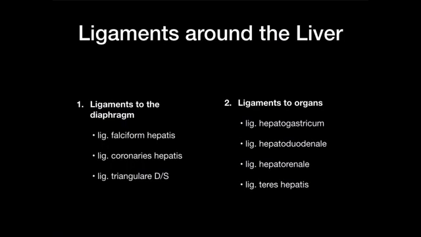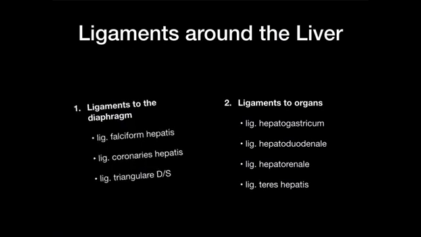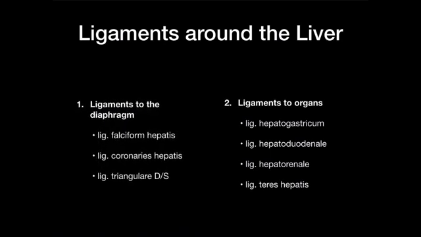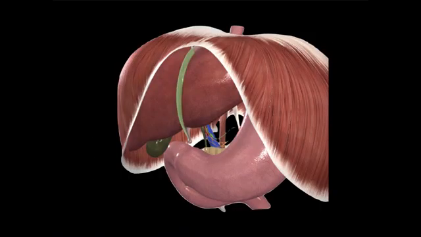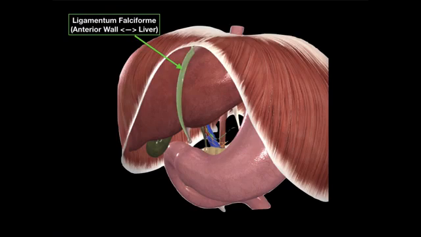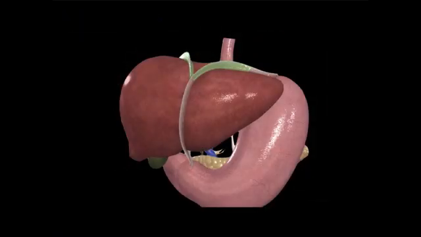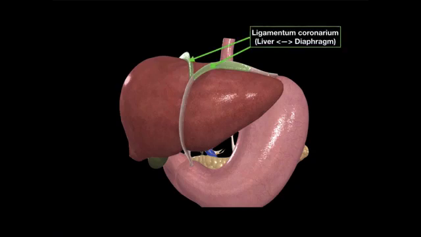So the ligaments from the liver to the diaphragm are 3 or 4, because you have a dexter and sinister here, the right and left. And you have 4 ligaments connecting the liver to other organs. So let's look at the ligaments towards the diaphragm first. The first ligament is anteriorly called the ligamentum falciforme, connecting the liver to the anterior wall. And then if we remove the diaphragm, we'll see the 2 distinct ligaments on either side connected to the falciform ligament in the middle, called the ligamentum coronarium. And the ligamentum coronarium connects the liver to the diaphragm.